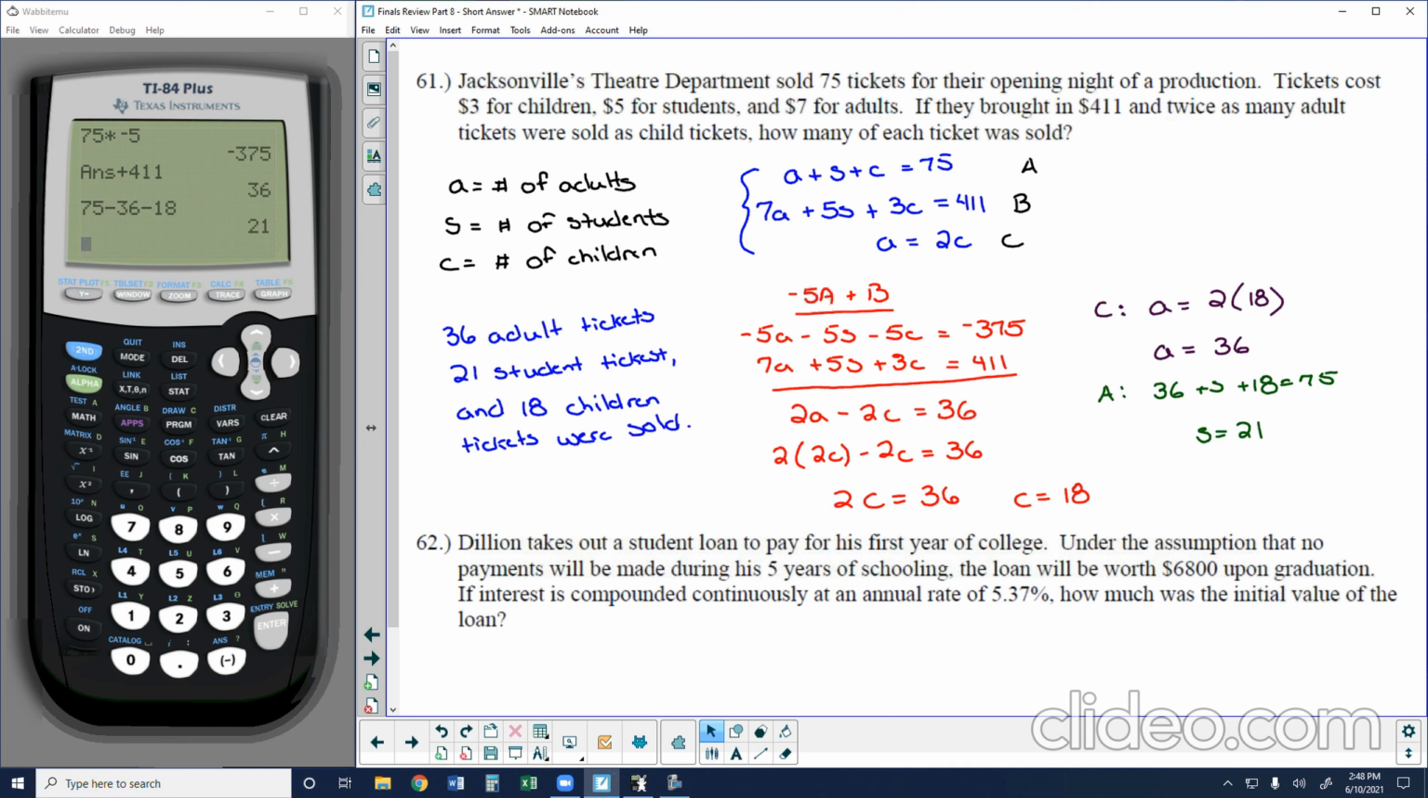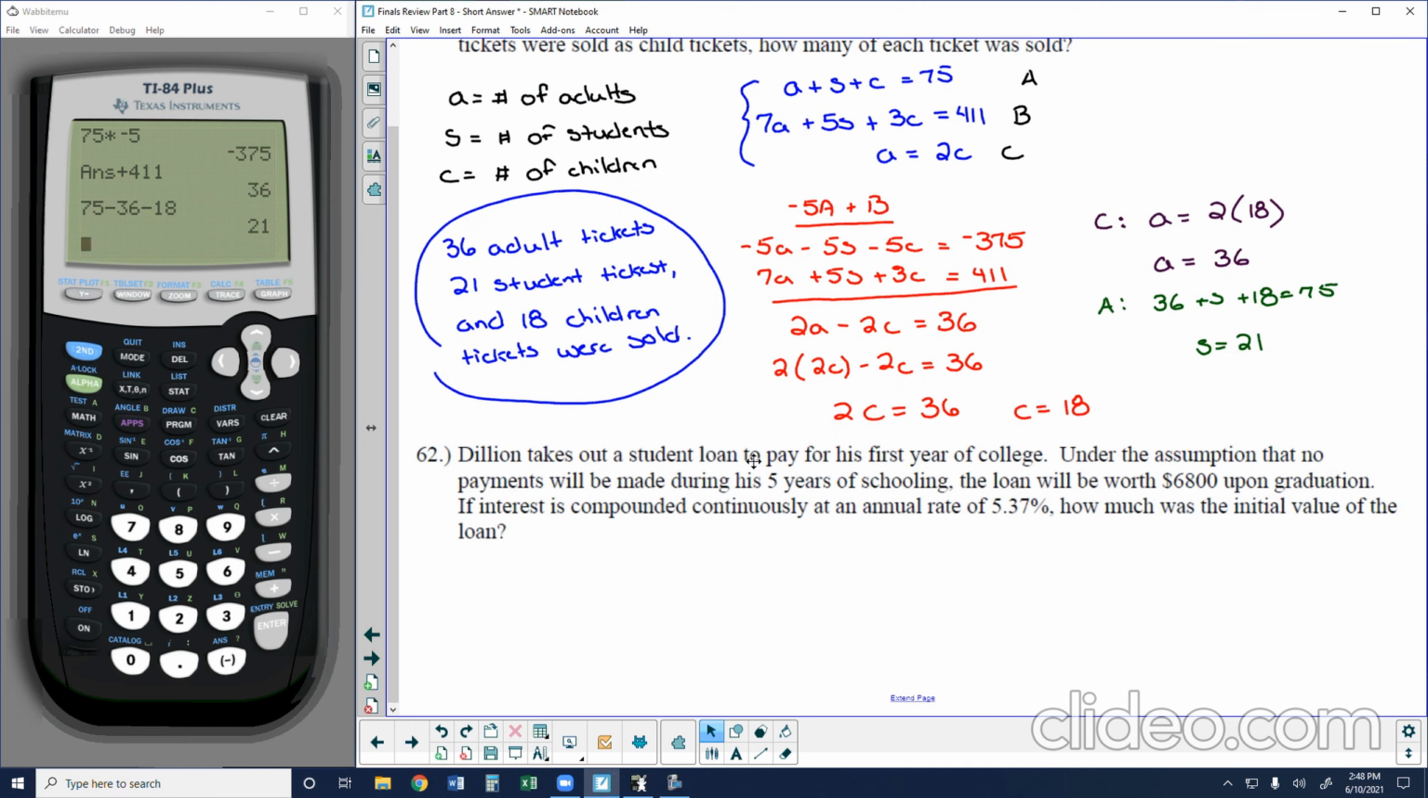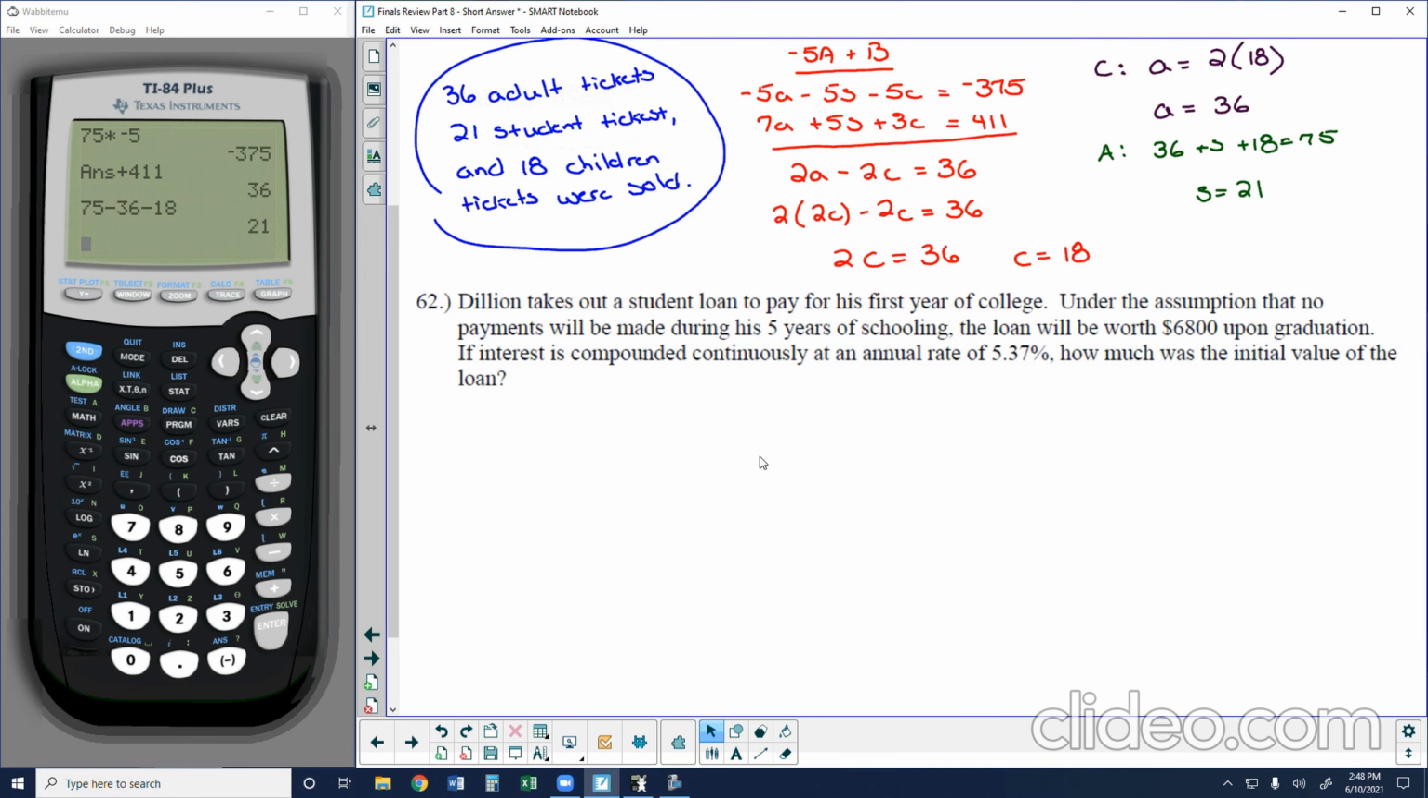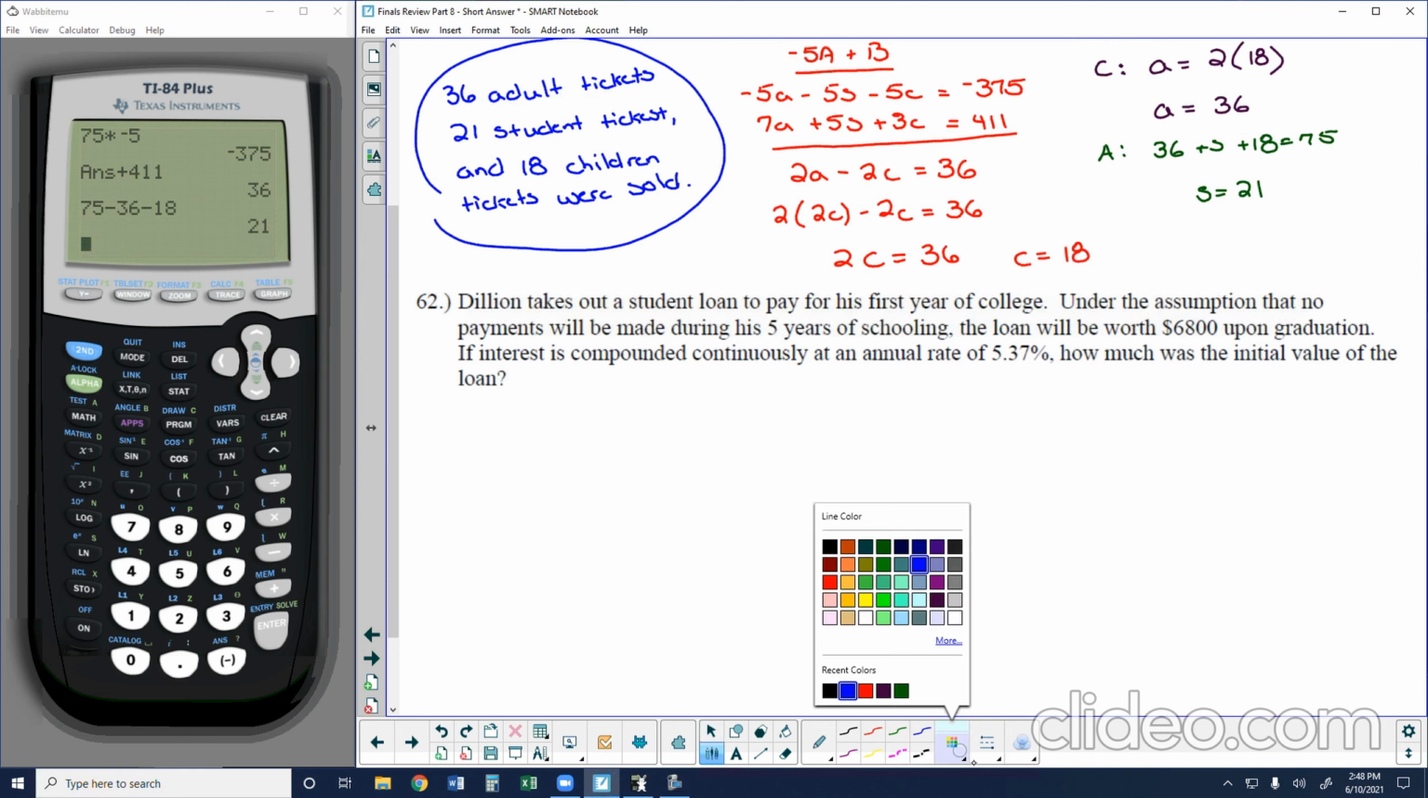Finally, the last problem in this packet, number 62. It says Dylan takes out a student loan to pay for his first year of college. Under the assumption that no payments will be made during his 5 years of schooling, the loan will be worth $6,800 upon graduation. If interest is compounded continuously at an annual rate of 5.37%, how much was the initial value of the loan?